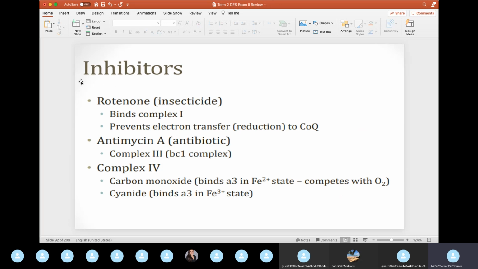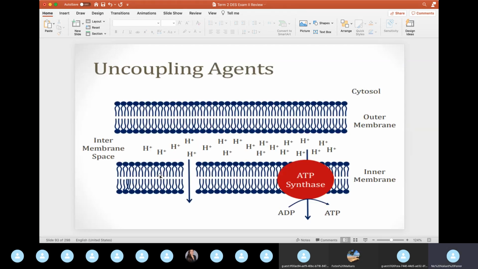High yield: what are the inhibitors? Rotenone binds to complex 1. Antimycin binds to complex 3. For complex 4, you have inhibitors that end in ide, like monoxide and cyanide. So if it ends in ide, it inhibits complex 4.